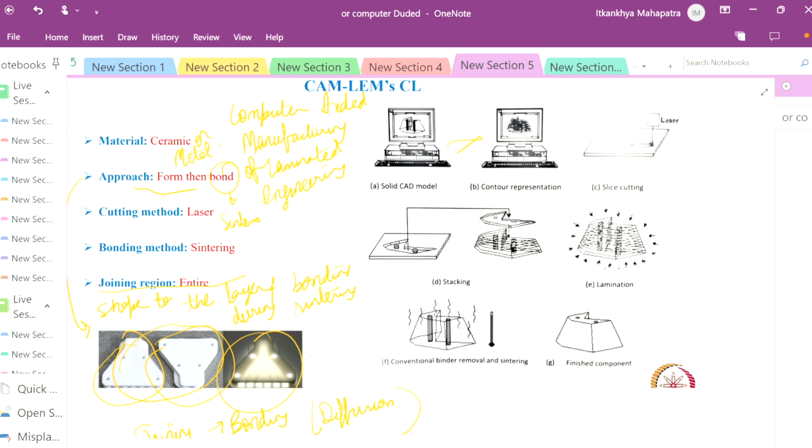We have a CAD model, contour representation, slice cutting done through laser, and then stacking, formation of layer by layer, and then lamination, finished component, and conventional binder removal and sintering. Sintering, that is the bonding, takes the last step.